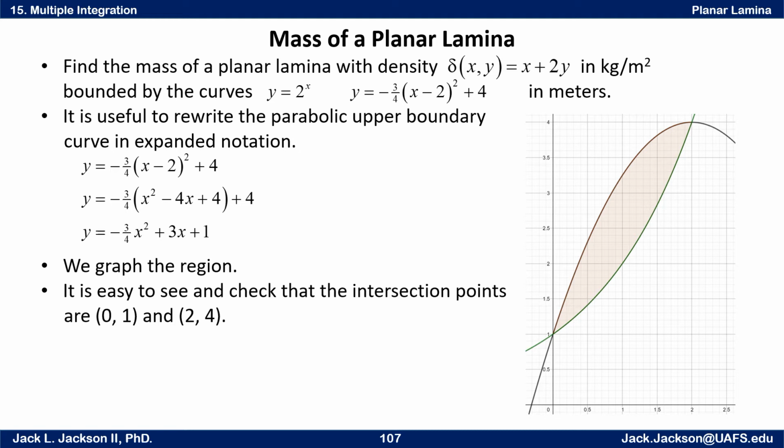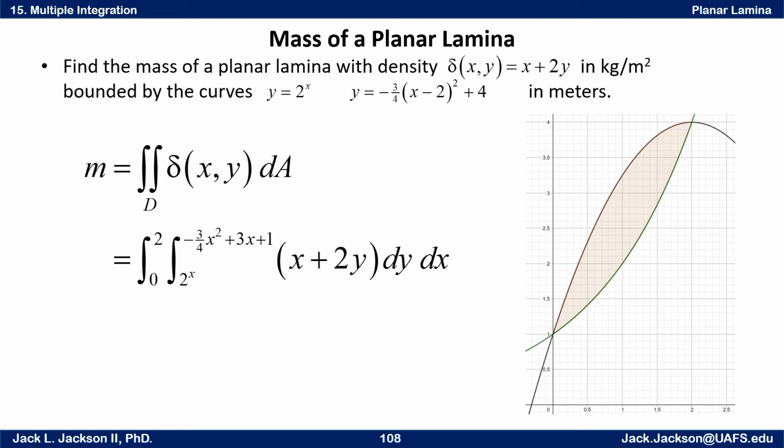Okay, let's see if you came up with this appropriate integral here. The function that we're integrating is the density function, x plus 2y. And then the limits are on the bottom, it's this exponential function, y equals 2 to the x. And on the top, y equals, the version we had of this equivalently was this version right here, negative 3 quarters x squared plus 3x plus 1. And we know that if we take a vertical strip, it always has 2 to the x on the bottom and this quadratic on the top. And then the x's are going to go from 0 to 2, so we want to integrate with respect to y first, then x.